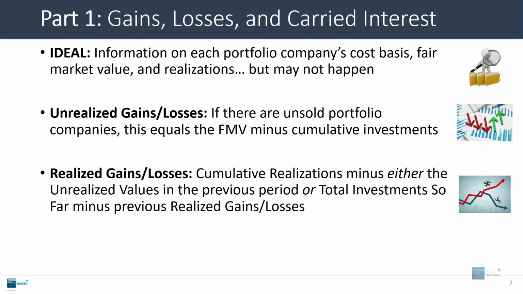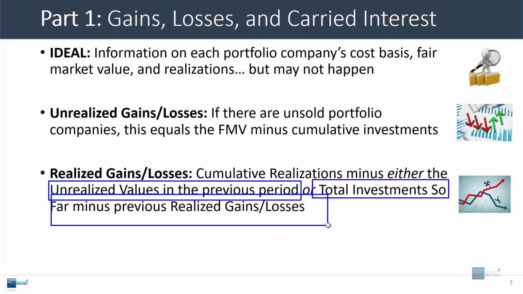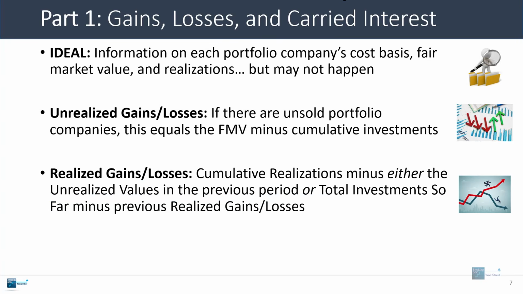With the realized gains and losses, these in this simple model can be equal to the cumulative realizations minus either the company's unrealized values in the previous period or the total investment so far minus the previous realized gains or losses. So in other words, we're trying to either allow for a case where maybe they've held the companies for a while and they've kept marking them to market value and now they sell them, or maybe they've just acquired them very recently, maybe in the past year, and they do a very quick sale, and this setup handles both of these.